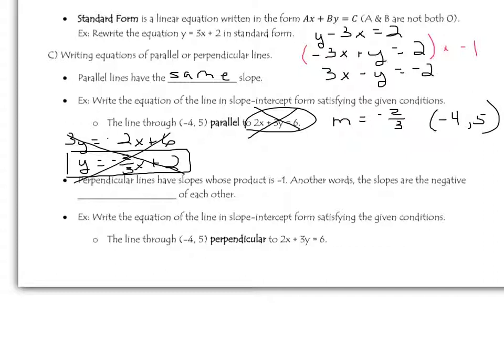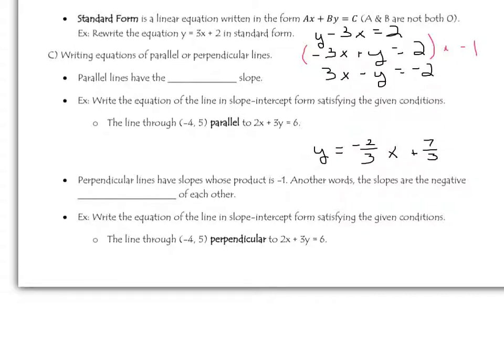Use your point-slope formula to find this line in slope-intercept form. So pause the video and go ahead and do that. Your answer should have been y equals negative 2/3 x plus 7/3, and if you want to see this worked out, you need to go to the class notes keys for 11.3-11.4 and look on page 9.